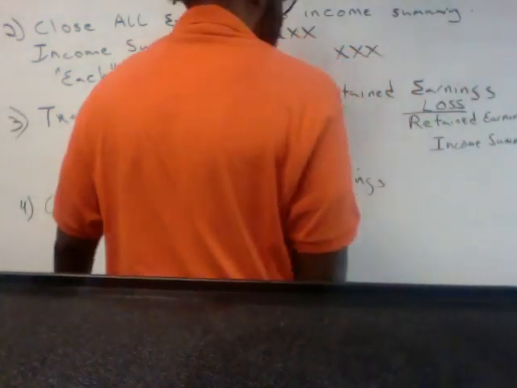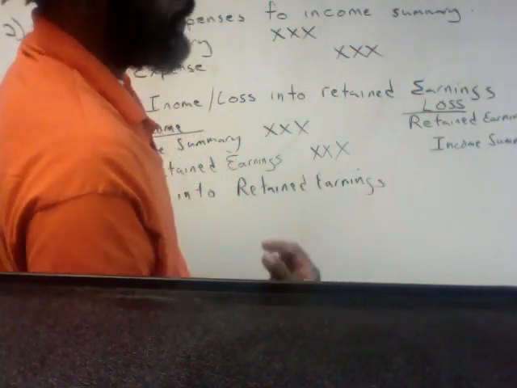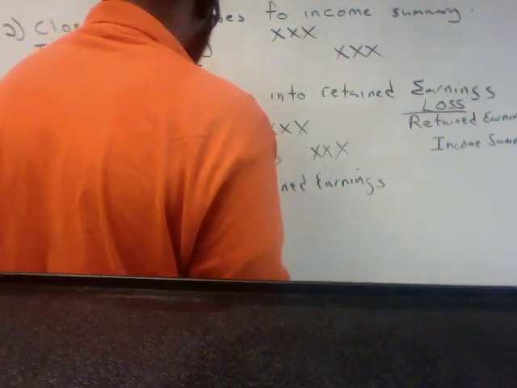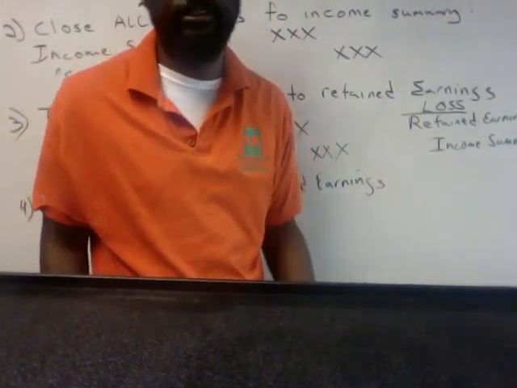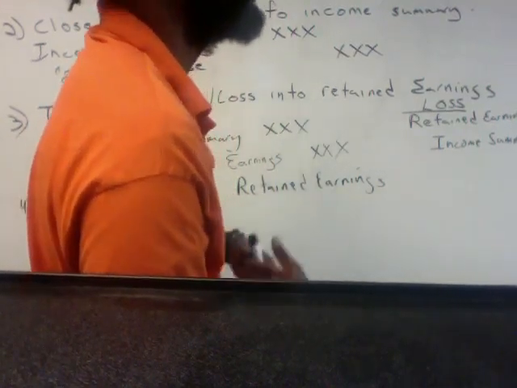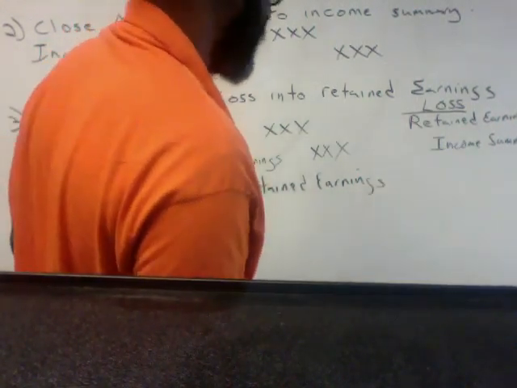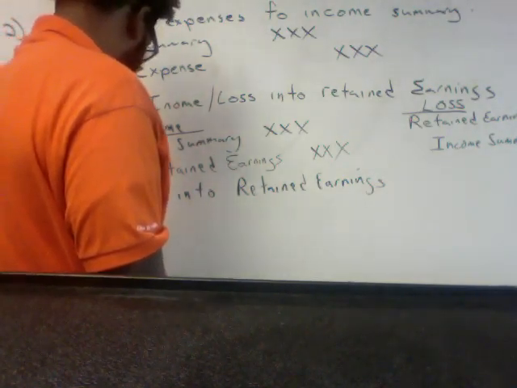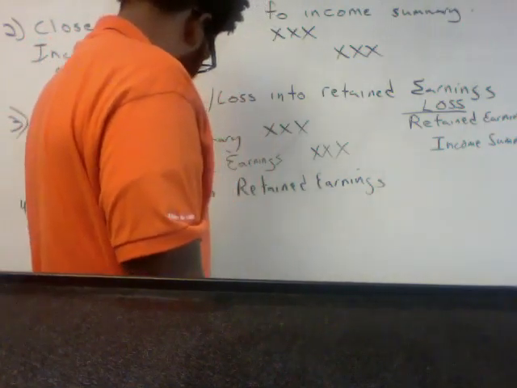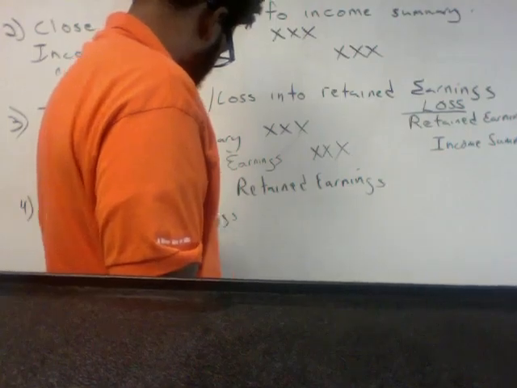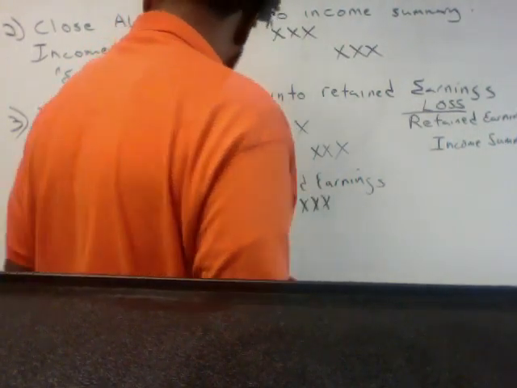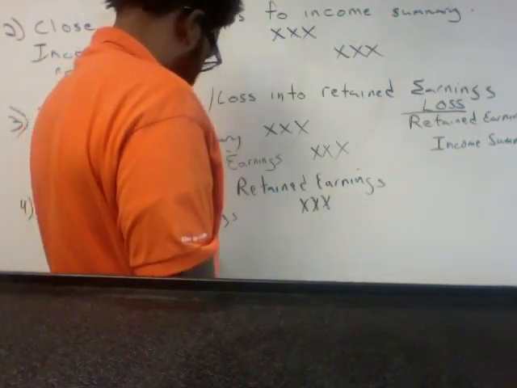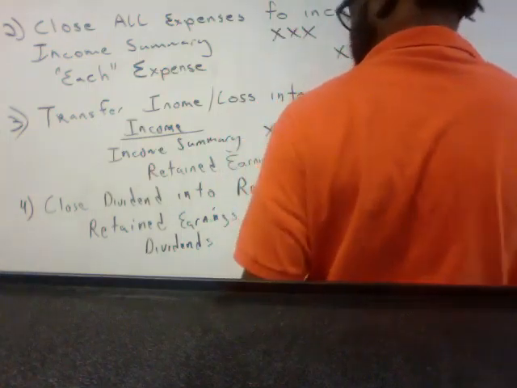All right? Dividends has a debit balance. So to close out dividends, we have to credit it. So whatever amount of dividends you have on the ledger, you need to credit it. And we know that dividends do what to retained earnings? It decreases it. So how do you decrease retained earnings? Through a debit. So you will always debit retained earnings for an amount, and you will always credit dividends for the amount that was given.